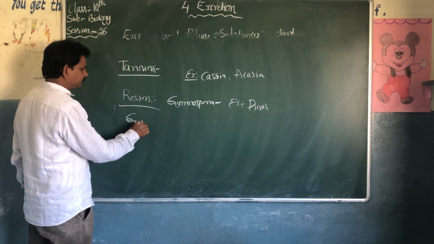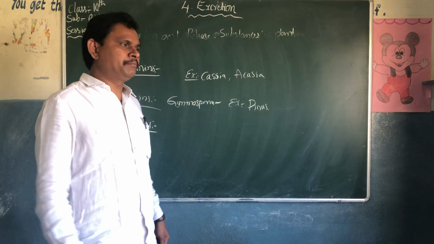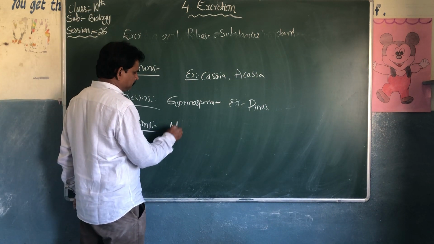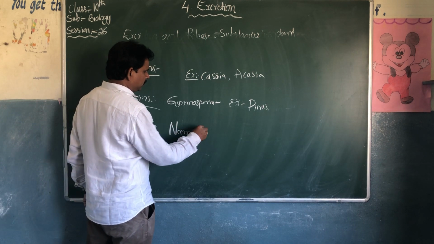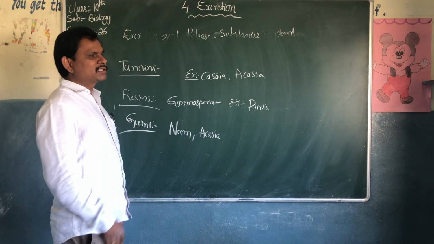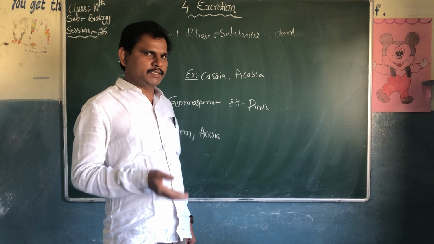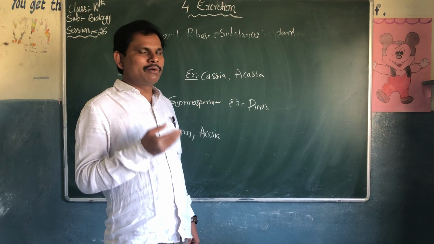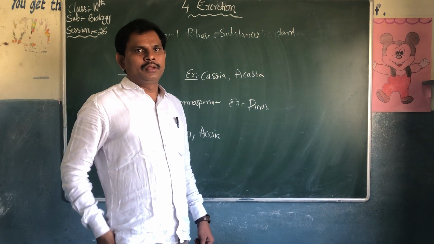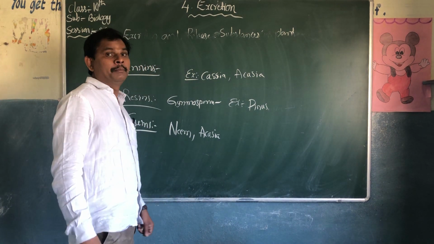Next one is gums. Plants like neem and acacia, when injuries take place, release some white and sticky substance from the outside of the plant body. This sticky substance is called a gum.